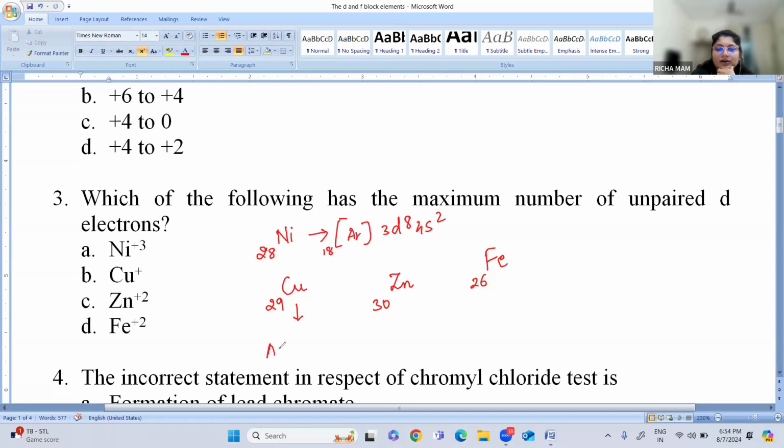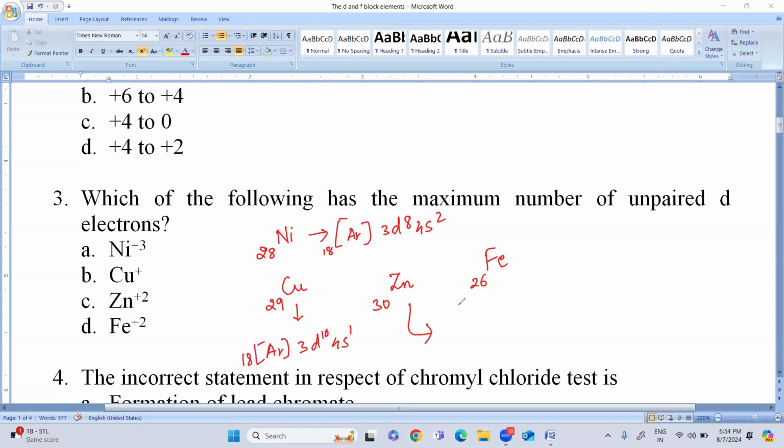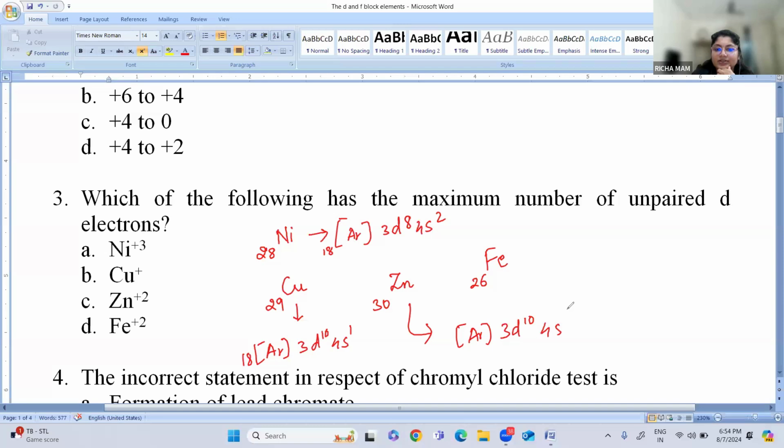Copper is argon, 18, 3d10, 4s1. Write for zinc: 3d10 4s2. Yes, very good. So zinc is argon, 3d10, 4s2. Then Fe. Fe is iron: 3d6 4s2. Yes, very good. So argon, 18, 3d6, 4s2.